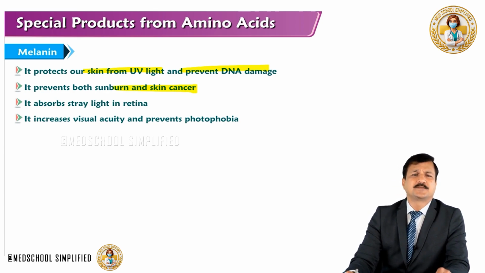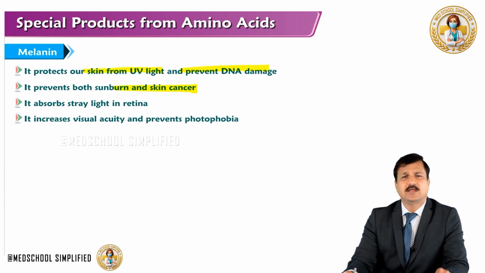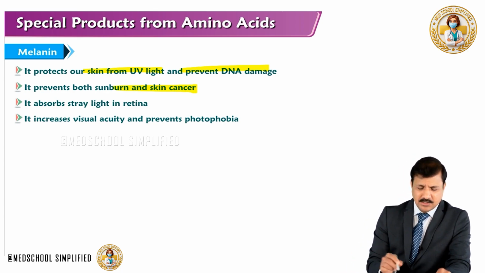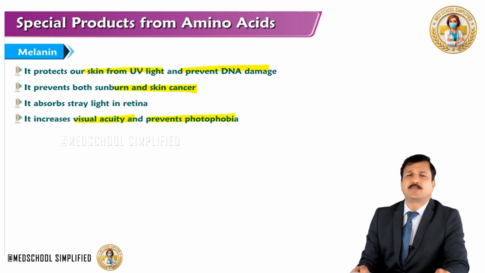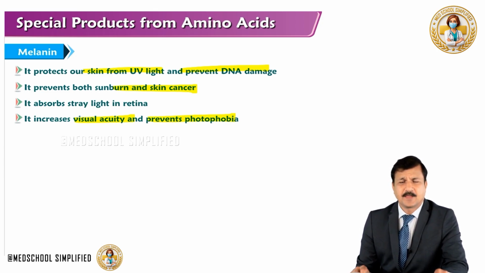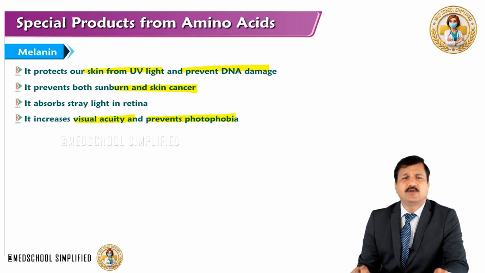Melanin also absorbs stray light in the retina. That's why melanin is present in the retina, and it also increases visual acuity and prevents photophobia. That's why people who have low melanin or no melanin, like what is seen in a disease called albinism, will have photophobia and a decrease in visual acuity, and those people are also susceptible to sunburn, and skin cancers are seen at higher frequency in them.